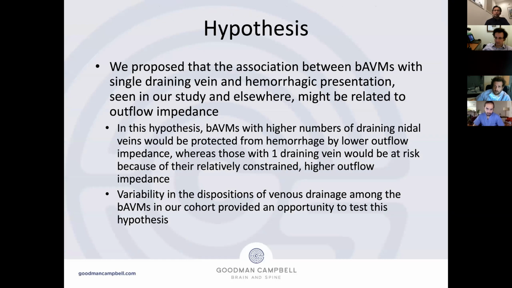So we propose that the association between brain AVMs with single draining vein and hemorrhage seen in our study and elsewhere might be related to outflow impedance. In this hypothesis, brain AVMs with higher numbers of draining nidal veins would be protected from hemorrhage by lower outflow impedance, whereas those with one draining vein would be at risk because of their relatively constrained higher outflow impedance. Variability in the dispositions of venous drainage among the brain AVMs in our cohort provide an opportunity to test this hypothesis, and here is how.